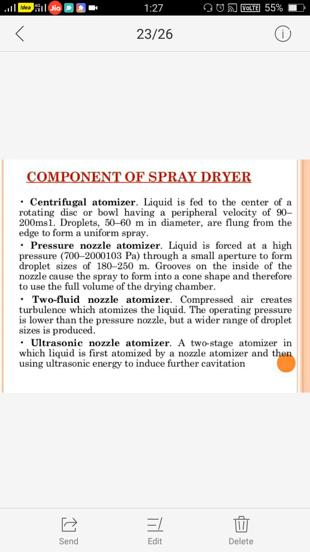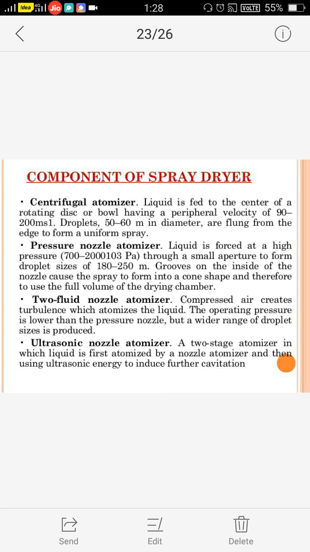And the components of spray dryer: the different components in spray dryer. First is the centrifugal atomizer. Liquid is fed to the center of a rotating disc or bowl having a peripheral velocity of 90 to 200 meters per second. Then droplets of 50 to 60 microns in diameter are flung from the edge to form a uniform spray.